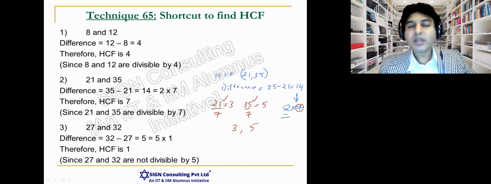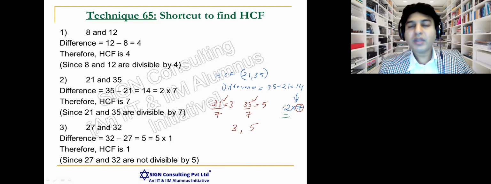Is 3 divisible by 2? And is 5 divisible by 2? The answer is a strict no. In fact, both the numbers should be divisible by 2. Even if one of the numbers is divisible by 2, then I cannot consider it. So here confidently I can tell that my HCF is 7. My answer is 7.